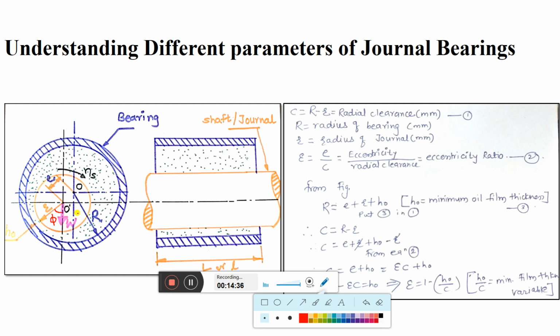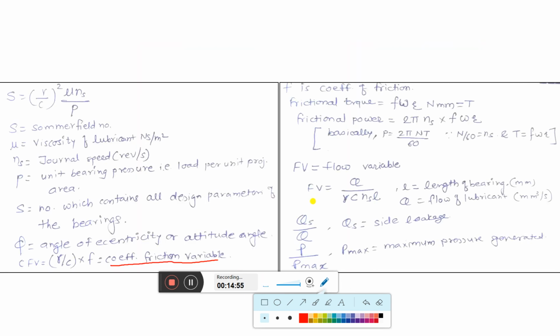So how is this load acting? You know that the shaft contains different parts on it, like gears, maybe some rotating members are there, so those contain their load. So that load is converted into a point load W. So W is nothing but the load acting on the shaft. So if we see this, f into W, that is frictional force, into radius will give the frictional torque.